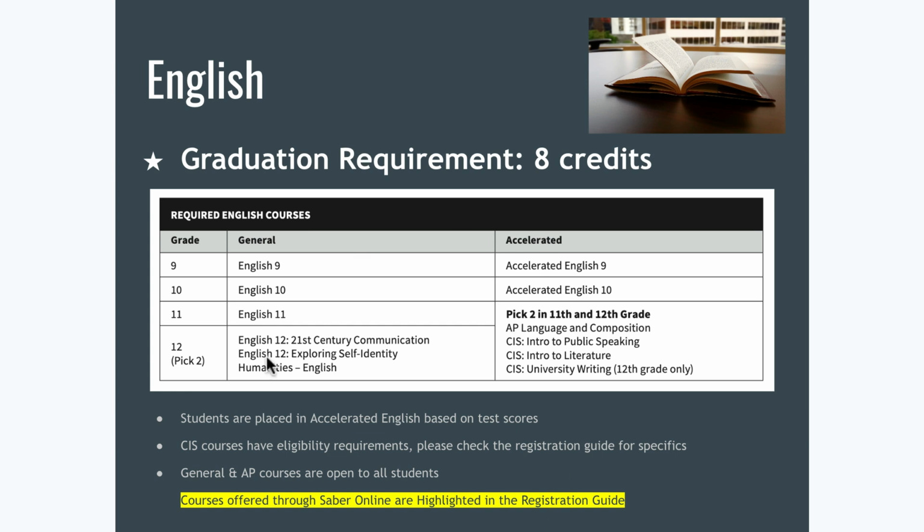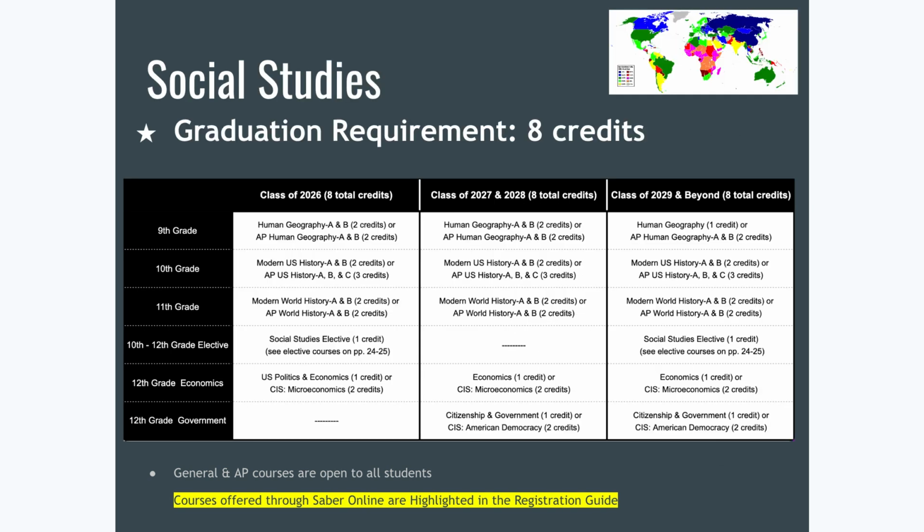We'll start by reviewing English. So for English, students need 8 credits total to graduate. That means that students will need to take English every single year of high school. So as you can see on the table, they will take a 9th grade English class, a 10th grade English class, an 11th grade English class, and then a 12th grade English class. There are versions of a general track and then an accelerated track, which you can read more about in the registration guide. For the next slide, we will talk about social studies.